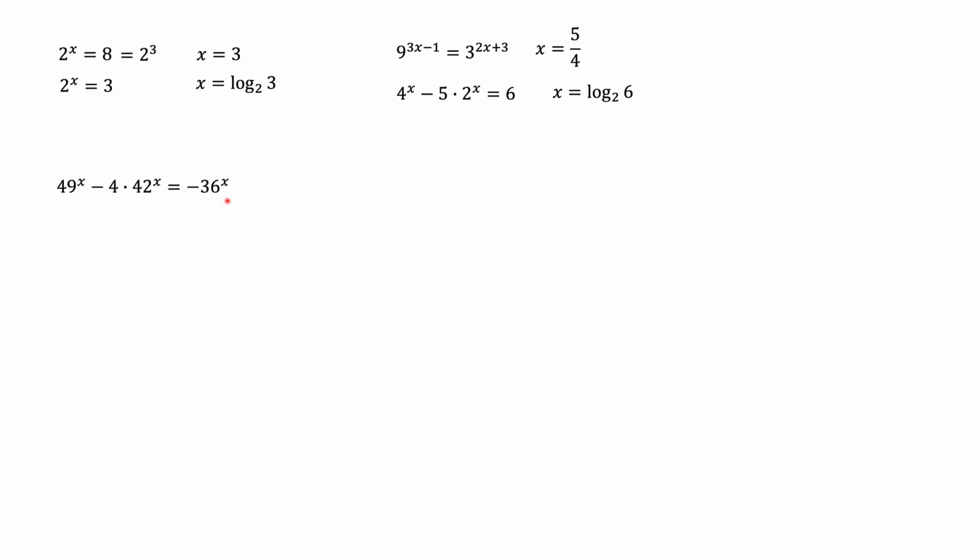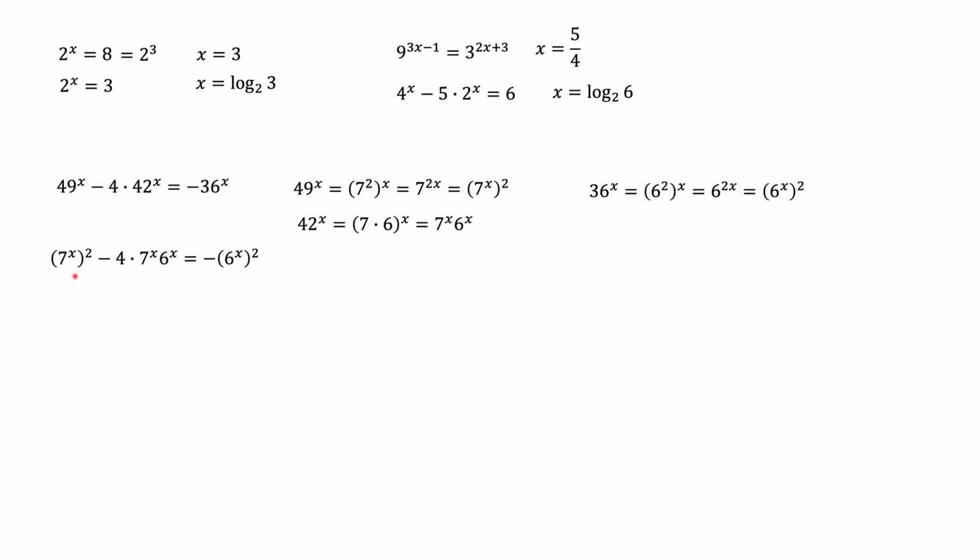So here, to solve this problem, we need to realize that 49 is 7 squared. And in this case, 49 to the power of x is (7^x) squared. 36 is 6 squared. In a similar way, 36^x equals (6^x) squared. And 42 is 6 times 7. So 42^x will be 7^x times 6^x. Now we're going to substitute all of these things in our equation.